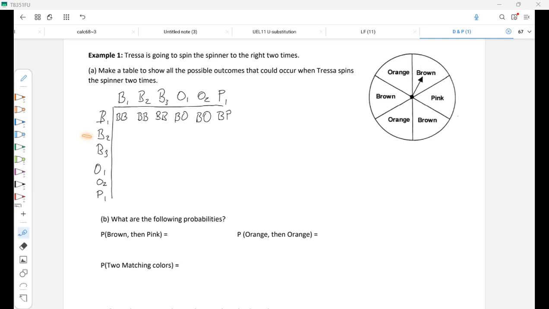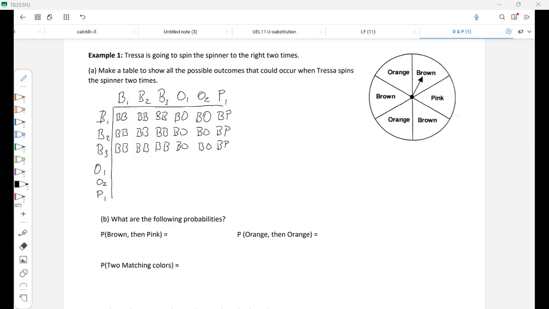Now, because we have B in the next 2 rows, the next 2 rows of our table are going to be the same. They are just different ways of getting these same results. Repeat that row, and I'll repeat that row one more time. So we filled in our table with all the different things that could happen if you spin a brown on the first spin.